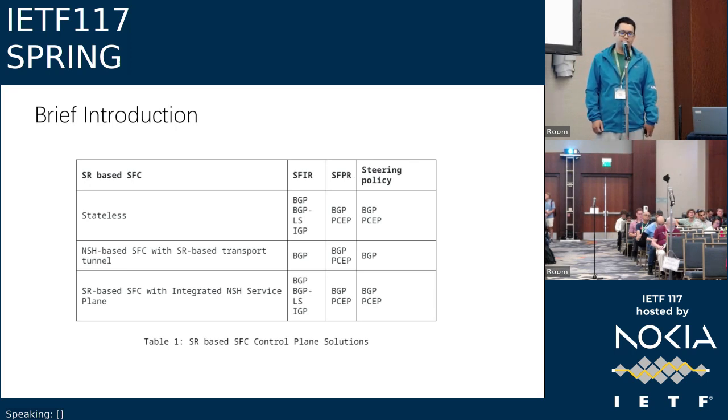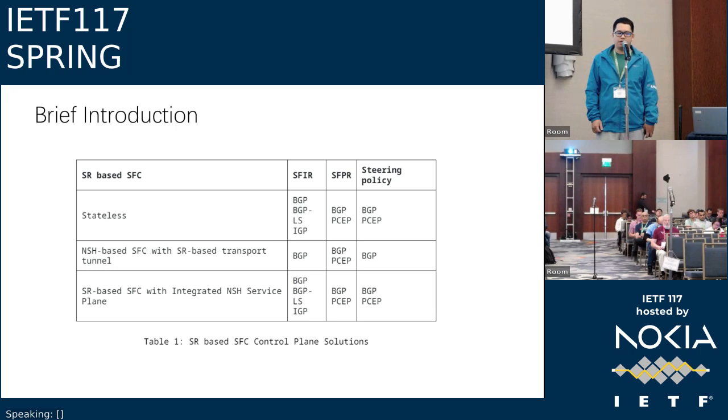In this draft, we mainly list current and existing control plane solutions and make a brief comparison between them. We can see there are three categories: stateless, NSH-based SFC, which is similar to NSH, and SR-based SFC, which is similar to the stateless one. There are several ways to distribute SFIR and SFPR. For the stateless one, we currently have BGP and BGP-LS or IGP. For SFPR, there are drafts that propose solutions like BGP and PCEP, and they can also be used to distribute steering policy.